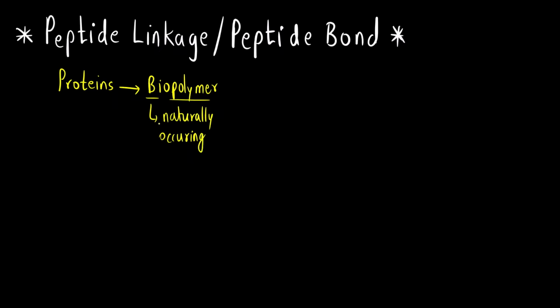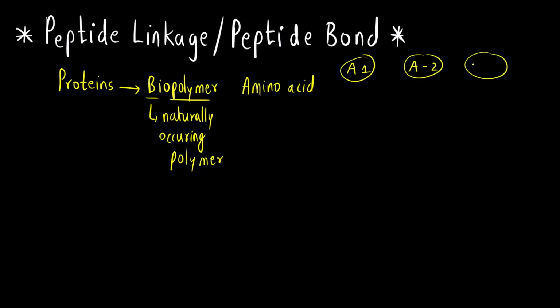So we know if it is a polymer, it will definitely have some small repeating units or monomers. So what is the monomer? That is amino acid. Amino acid is the monomer of proteins. So what exactly happens is, suppose I take one amino acid A1, another amino acid A2, and another amino acid A3. They keep on linking to one another, and in this manner we will get a very long chain of amino acids that is called a peptide chain.